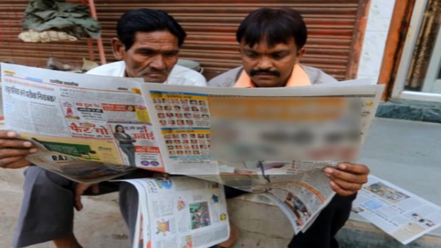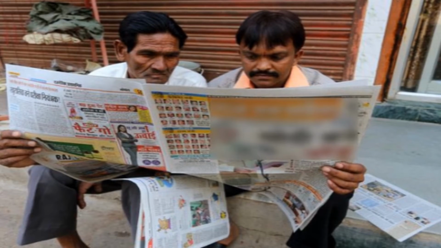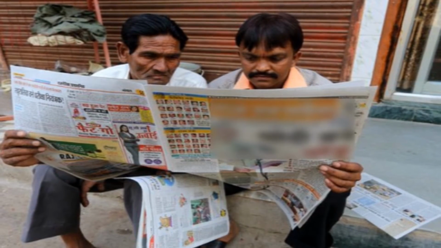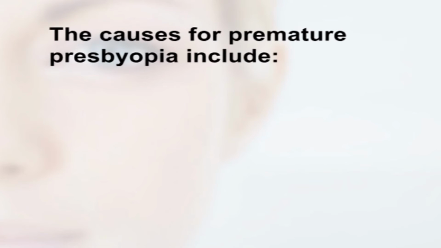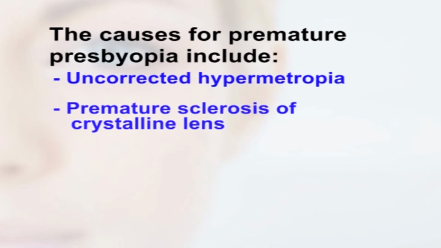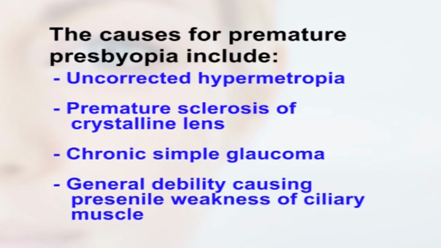There is no hard and fast rule as to when this process commences, but usually it is expected that the condition becomes noticeable between the age of 38 and 42. If they occur before this age cutoff, it is called premature presbyopia. The causes for premature presbyopia include uncorrected hypermetropia, premature sclerosis of the crystalline lens, chronic simple glaucoma, and general debility causing presenile weakness of the ciliary muscle.